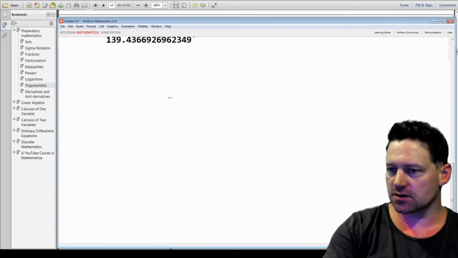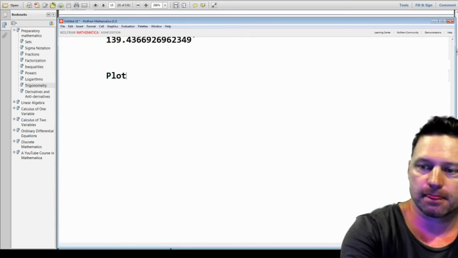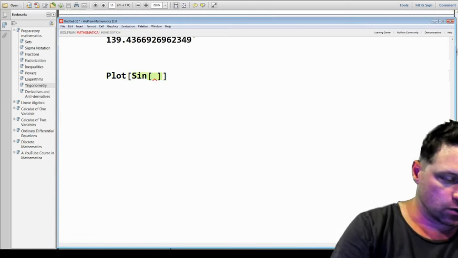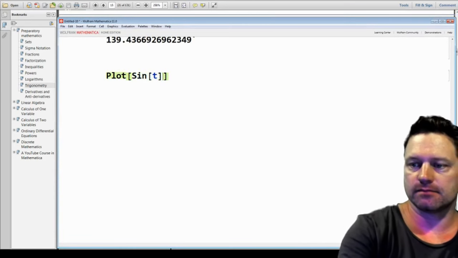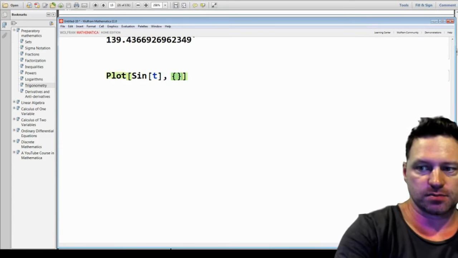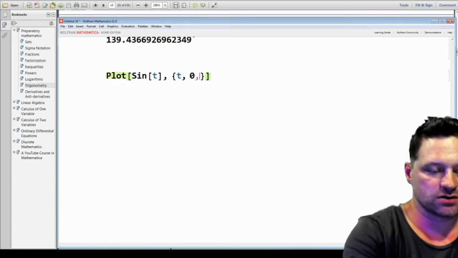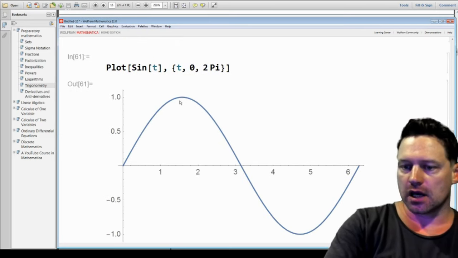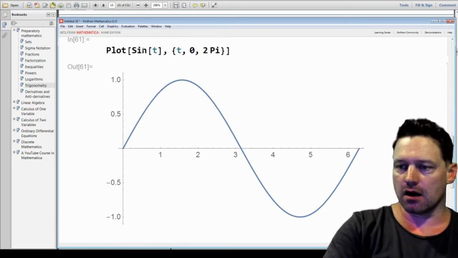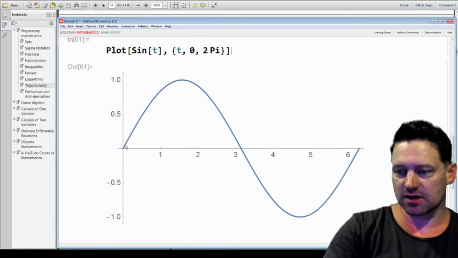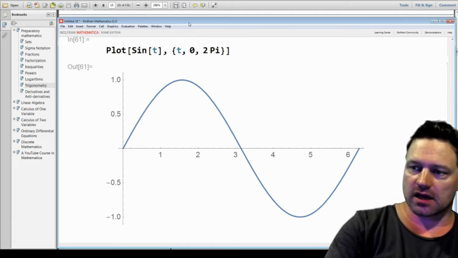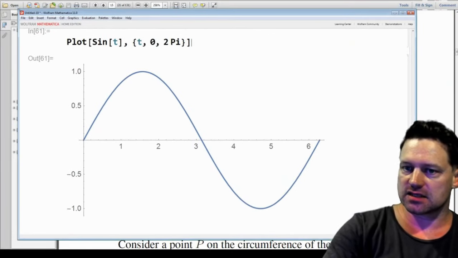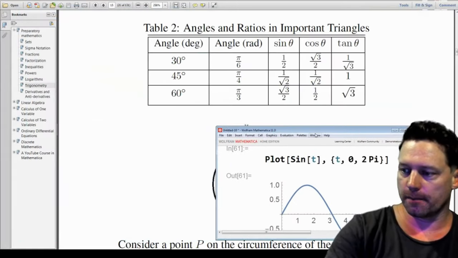I'll scroll down here and say plot sine of, well, I won't write theta, so I'll just put t. T goes from 0 to 2 pi. Shift enter, and I'll get a plot of sine of t as t increases from 0 to 2 pi. How does that compare to this picture right here? Let's make this smaller so we can put these in the same window.